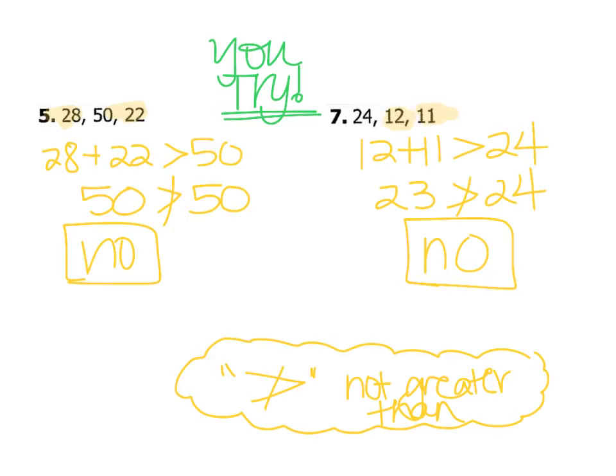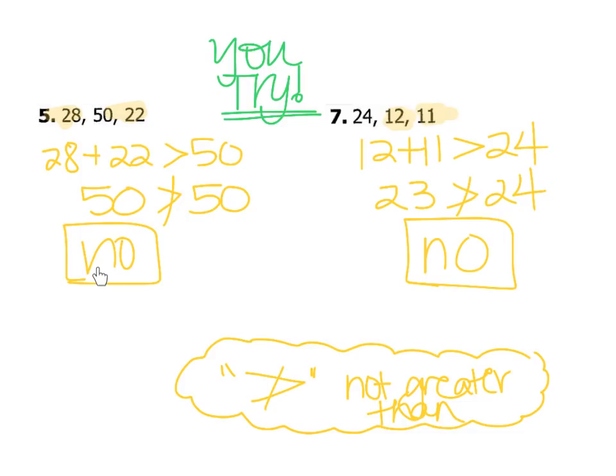Alright, so you should have gotten no for both of these. So first thing, we want to identify the smaller sides, so 28 and 22. We add them together and we ask ourselves, is that greater than 50? Well, 50 is not greater than 50. It's equal to 50, but it's not bigger than 50. So what we do is we draw a line through the greater than symbol, which means not greater than. So 50 is not greater than 50, so no, these lengths cannot form a triangle.